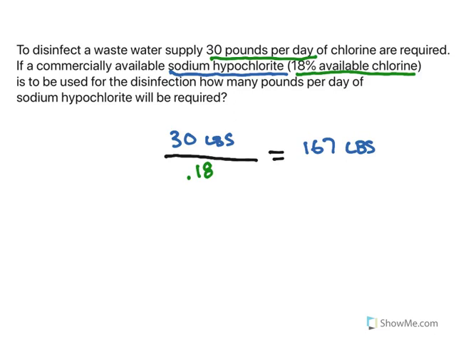If you know that sodium hypochlorite in this example is much less effective than chlorine, then it should logically follow that you have to use quite a bit more. And so quite a bit more than 30 pounds of chlorine gas would be, in this case, 167 pounds of sodium hypochlorite.